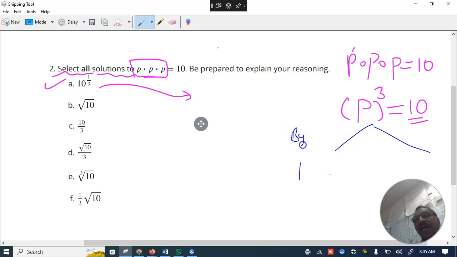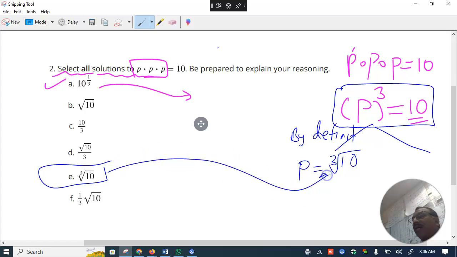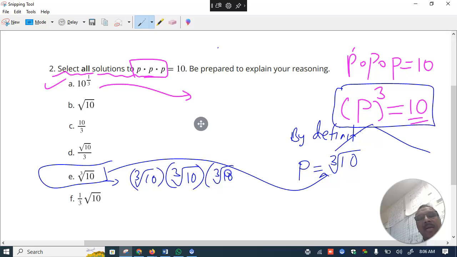By definition, when you have p cubed is 10, p is the cube root of 10. There, you already got the answer right here. Look at this, this is the answer you get straight away. So it basically means cube root 10 times cube root 10 times cube root 10 is 10. That's all it means, even though it looks a little creepy, but that's what it is.